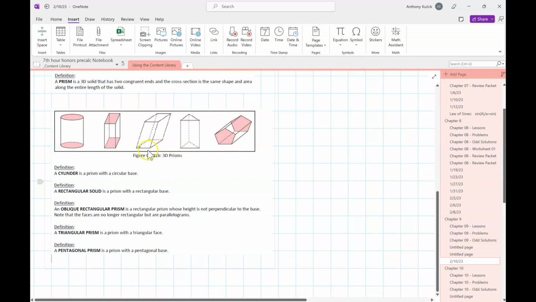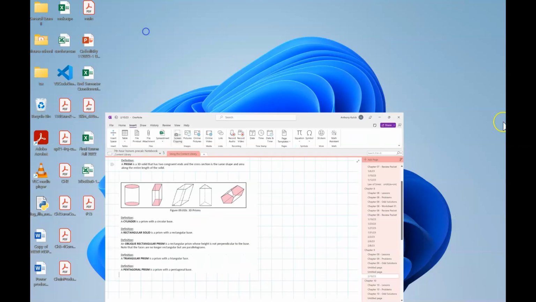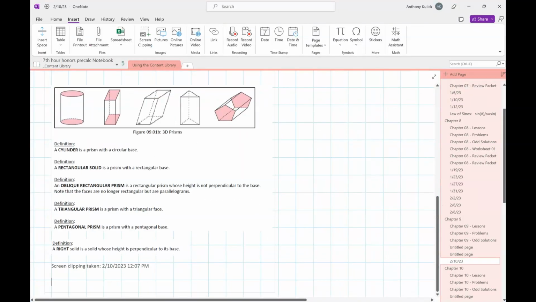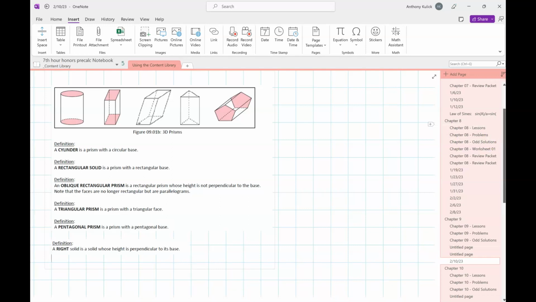So aside from this one in the middle, all of these shapes, the height of the figure is perpendicular to the base. So the name we give for those figures, we call those all right figures. So we'd say that's like a right cylinder or right rectangular solid or a right pentagonal prism. Everybody's cool with that? Okay.